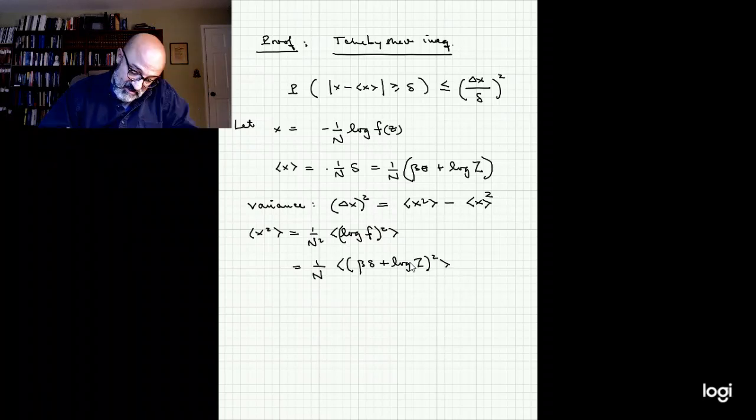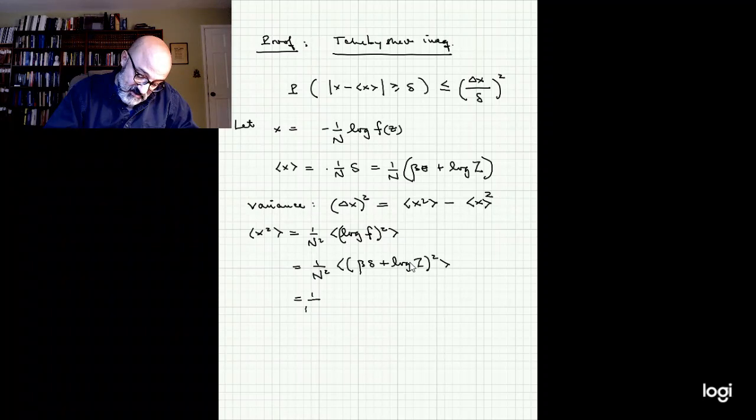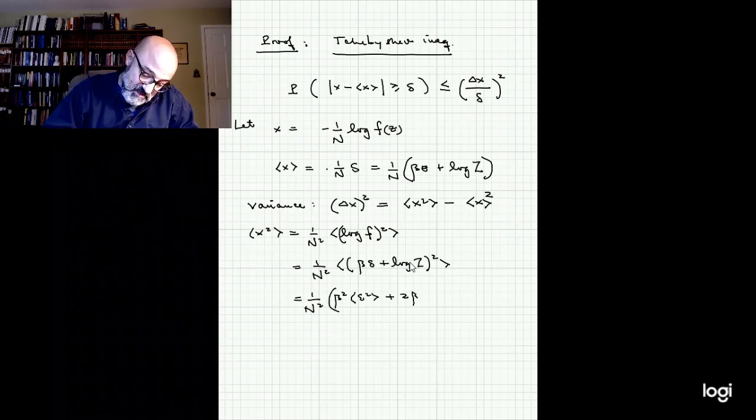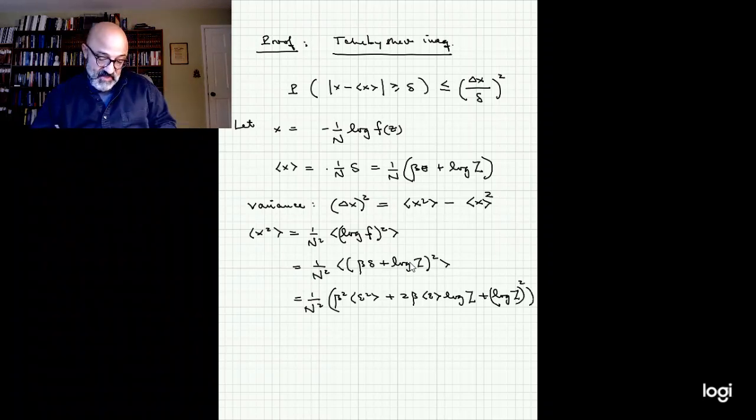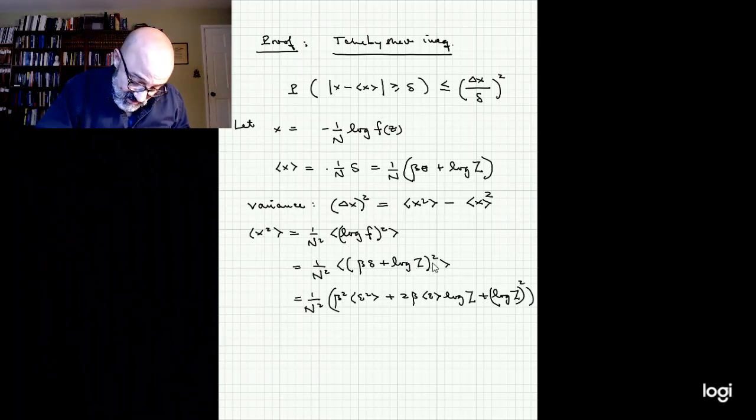And so this turns out to be 1 over n squared times beta squared times the expected value of the energy squared, plus 2 beta times the expected value of the energy multiplied by log z, plus log z squared. And I think that's it. Very good. So that's this piece.